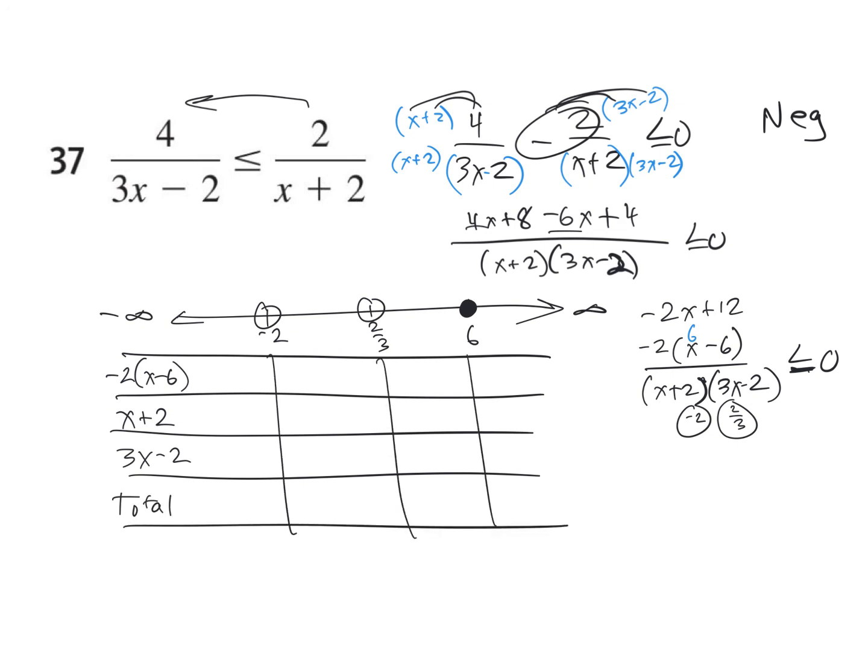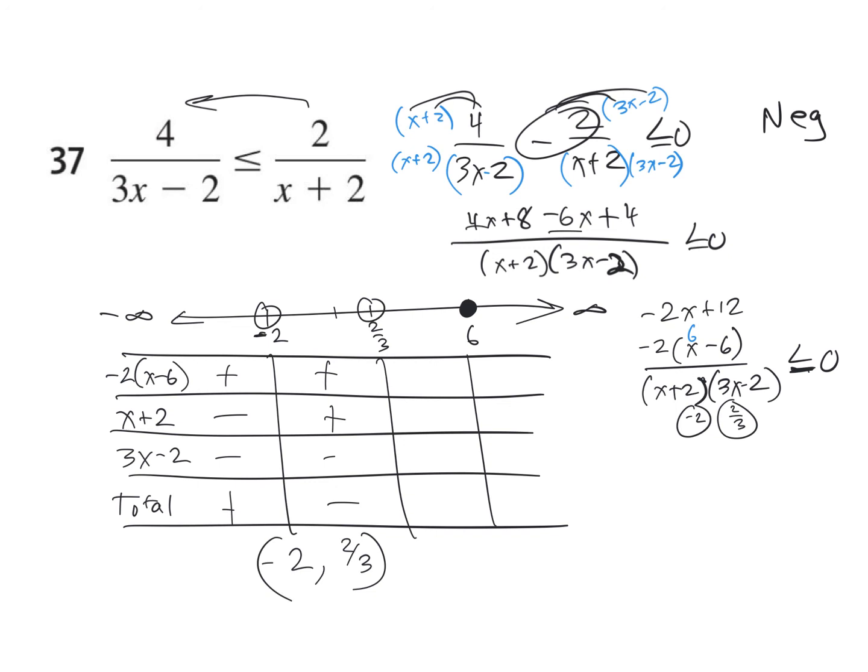Okay, less than negative 2, how about negative 1,000,000? Minus 6 is negative, times the negative 2 makes it positive. Negative 1,000,000 plus 2 is negative. Negative 1,000,000 times 3 minus 2 is negative. That's going to give us positive, and we want negative values, so that doesn't work. Between negative 2 and a positive 2/3 is 0. So 0 minus 6 is negative, times the negative 2 is positive. 0 plus 2 is positive. 3 times 0, 0 minus 2 is negative. That gives us a negative. So from negative 2 to 2/3, open dots, so those are parentheses.